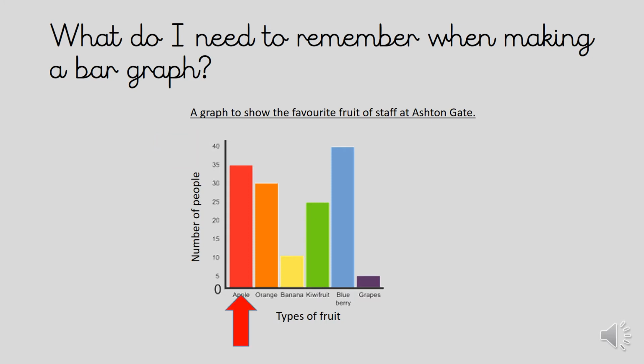And now for the bars. So we're on the x-axis now at the bottom. And here we've got the types of fruits. So as you can see, my bars are brightly coloured. You might also notice that they're the same size. So if you have a look at the apple bar, if you were to measure the orange bar, it would be exactly the same. They're the same size. There's a gap between each one as well, and that gap is the same size.